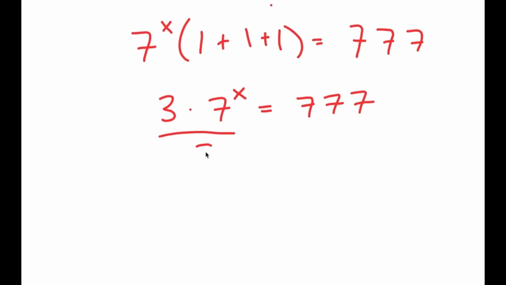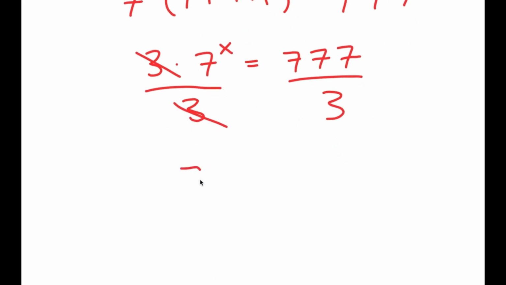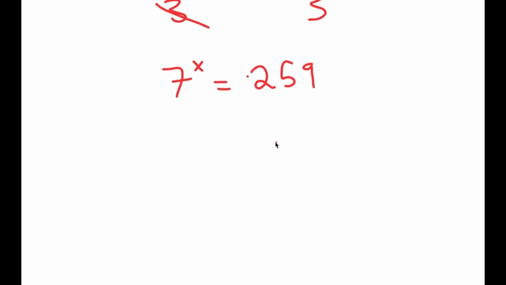Now I'm going to divide both sides by 3. So these two cancel out, and I get 7 to the power of x is equal to 259 because 777 divided by 3 is 259. Now from here, I'm going to take the log on both sides.